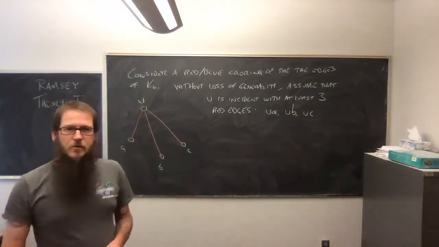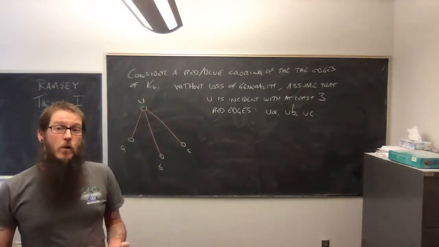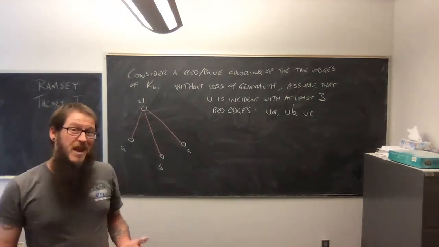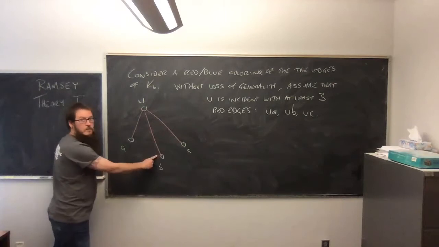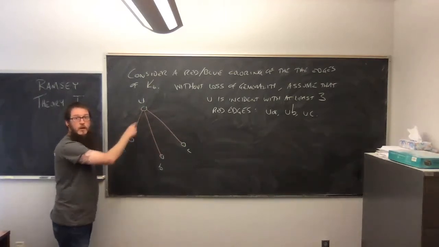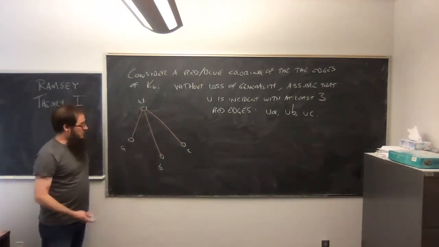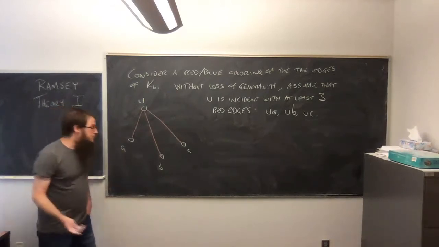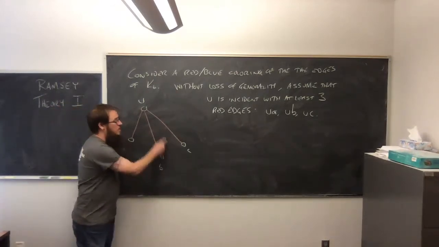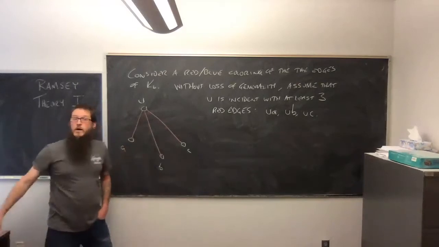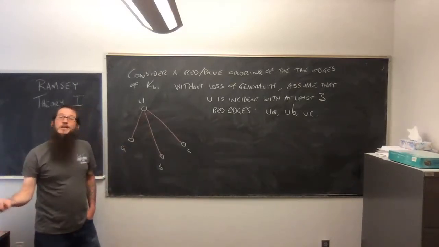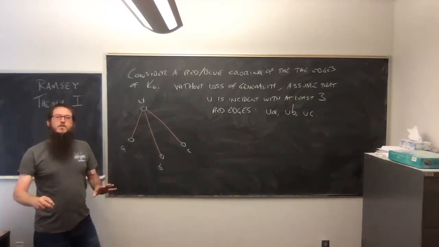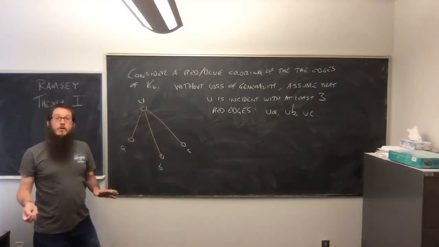So now let's consider how A, B, and C are connected with one another. It's possible that AB could be red. If AB is red, notice that forces a red triangle, UAB. It's also possible that BC could be red. If BC is red, then UBC is a red triangle. It's also possible AC could be red, in which case UAC is a red triangle. So in all 3 of those cases, we're guaranteed to have a red triangle.